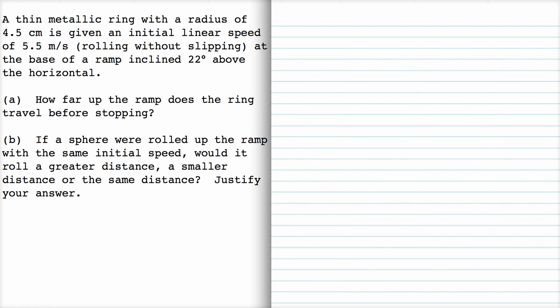So it's like a work energy problem here with a ring rolling up a ramp. Let's get a diagram going. We have a 22-degree angle, and we've got this ring at the base of the ramp, moving with some initial velocity v0 up the ramp. It's going to travel a length L up the ramp, and it's going to go up a height h equal to L sine 22, right?